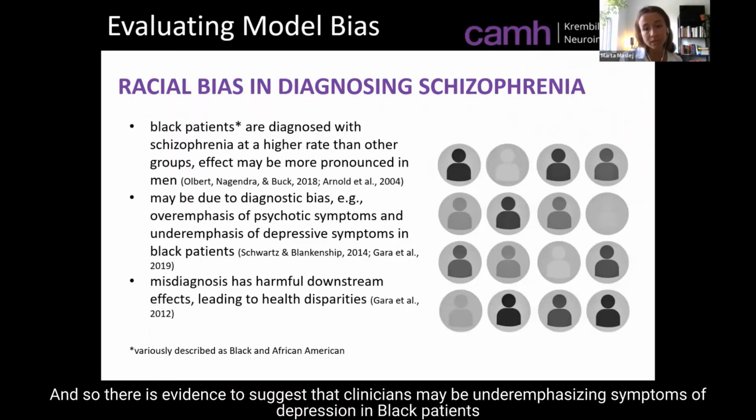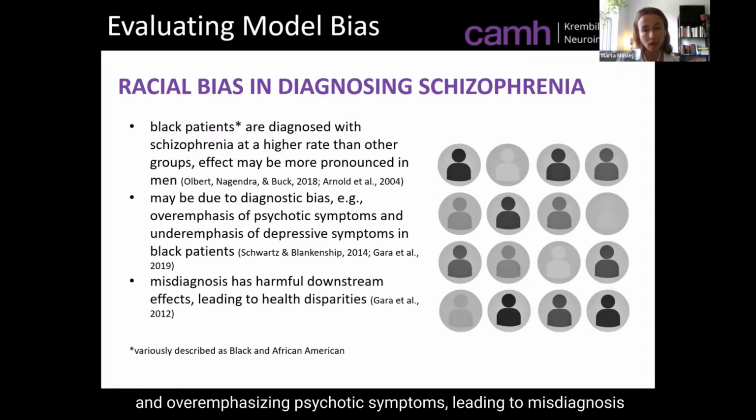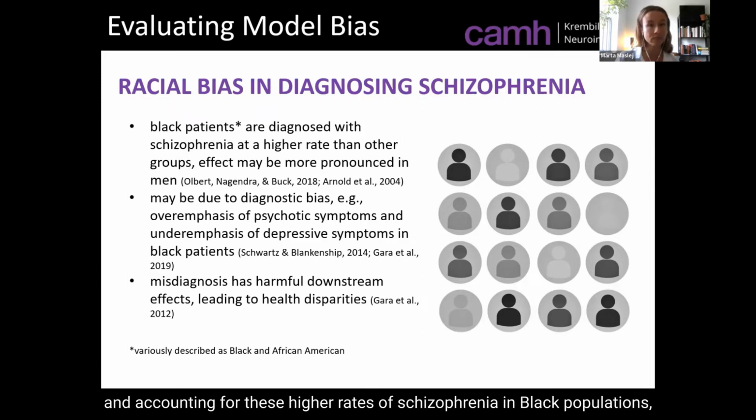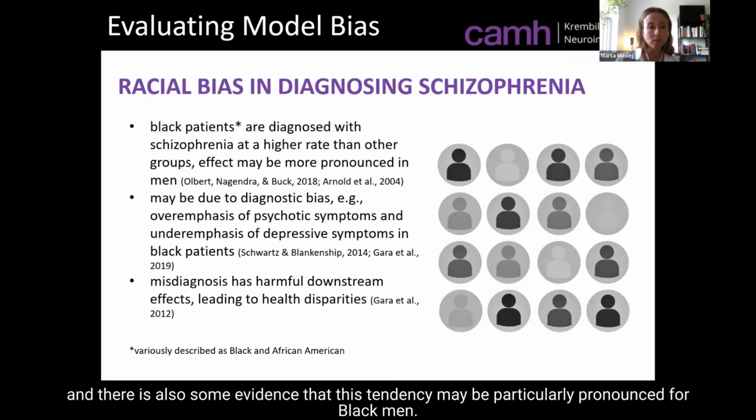And so there is evidence to suggest that clinicians may be underemphasizing symptoms of depression in Black patients and overemphasizing psychotic symptoms, leading to misdiagnosis and accounting for these higher rates of schizophrenia in Black populations. And there is also some evidence that this tendency may be particularly pronounced for Black men.